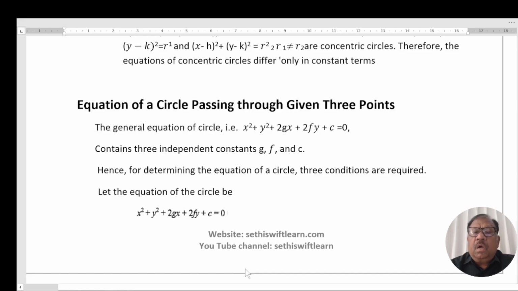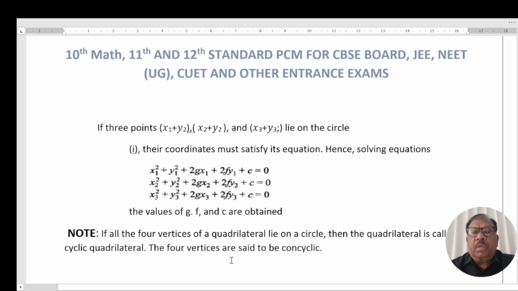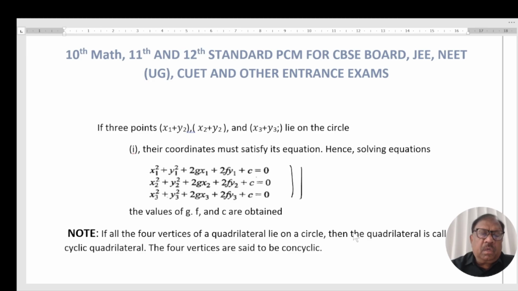So, how many variables are there? g, f, c. Satisfy the 3 points, 3 equations will come. Find the values of g, f, c and put them in. That will be the equation of circle. If all the 4 vertices lie on a circle, then the 4 vertices are said to be concyclic. Right, now we will discuss diameter form.